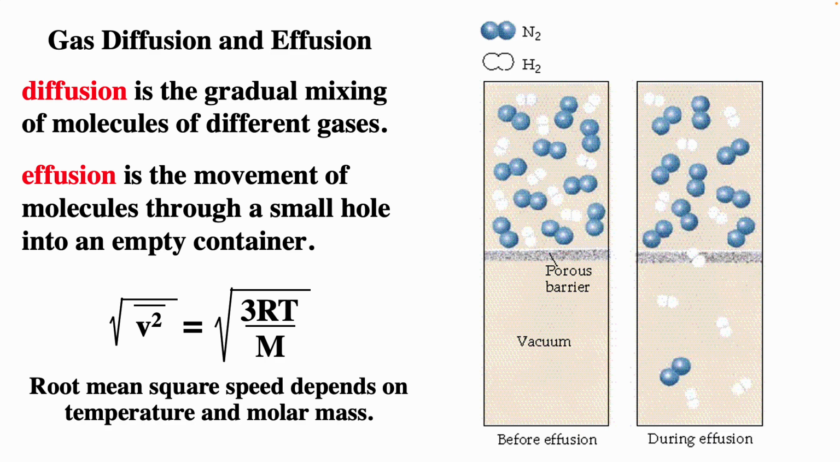And so gas can diffuse and effuse. Diffusion is where gas is in a room and it just bounces through, goes from one part of the room to another. Effusion is when you have a small hole in a barrier, and the gas goes from being with a lot of gases into vacuum. And so the rate of diffusion and rate of effusion depend on the root mean square speed, which depends on temperature and the molar mass. And so what you should expect is that the more massive the gas particles, the slower the diffusion and the slower the effusion.